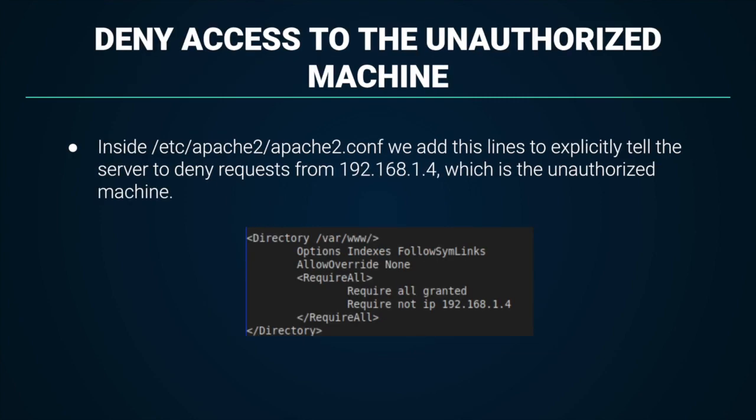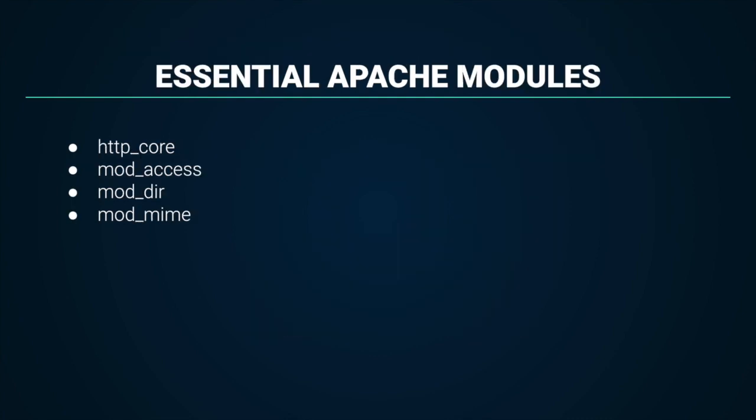After this, we must deny the access to an unauthorized machine. So inside the Apache configuration file, we add these lines to explicitly tell the server that it must deny or blacklist the IP address, which is the unauthorized machine. So after this, what are the essential Apache modules? First, the http_core and the mod access, dir, and mime.